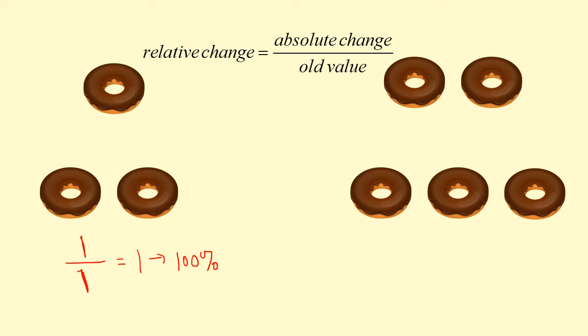The person on the right, however, still had a change of 1 donut, but when you compare that to the original amount, they started with 2 donuts, then you see that that is a much smaller change, that of only 50%. So even though the number of donuts, or the absolute change, in both cases was 1 donut, in the left-hand case, it was a 100% relative change. In the right-hand case, it was a 50% relative change.